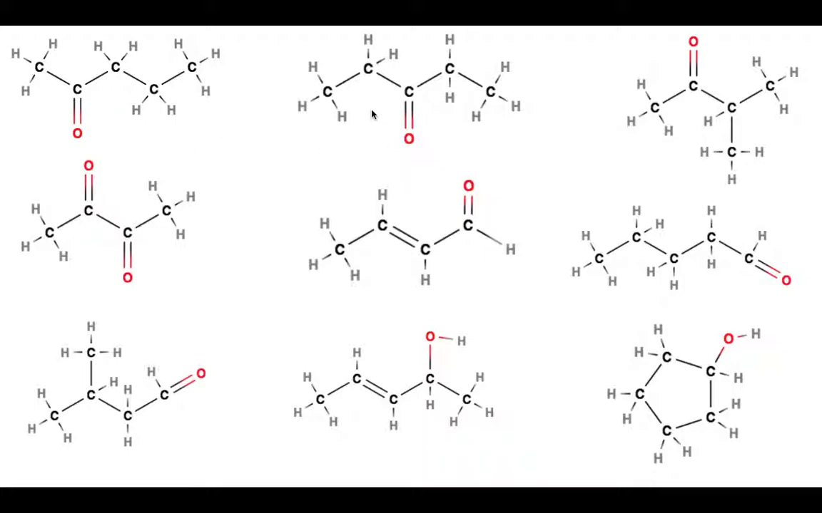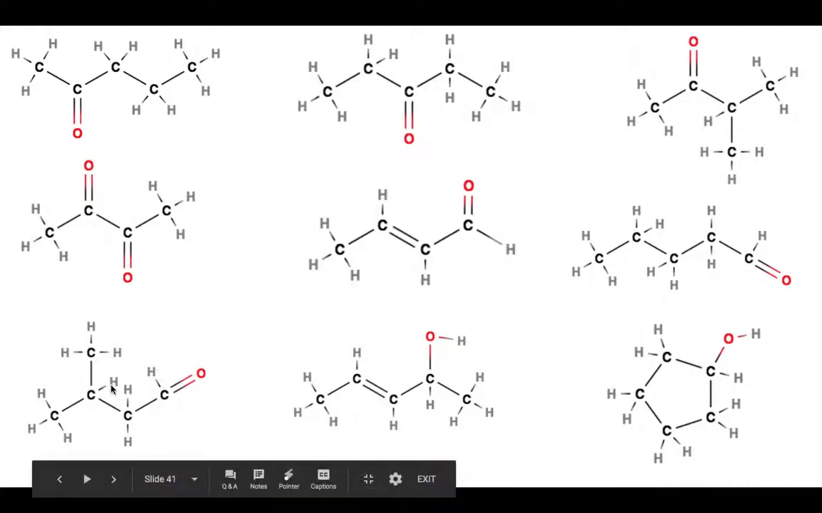We have a ketone here. We have a ketone here. We have a branched ketone here. We have a diketone here, 2,3-dibutanone. Here we have an aldehyde with a carbon-carbon double bond in the middle. It's called crotonic acid, I believe. Here we have an aldehyde, just a regular straight chain aldehyde. There's pentanal. We have another aldehyde here, a branched one, right? We can have some branching in the chain as well. It doesn't have to be a straight chain. So we see an aldehyde with a branched chain.